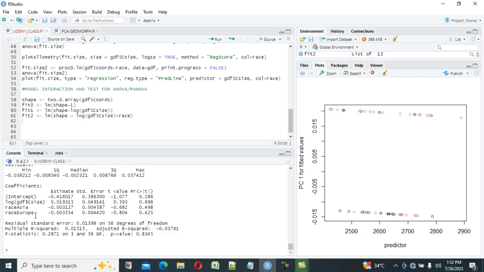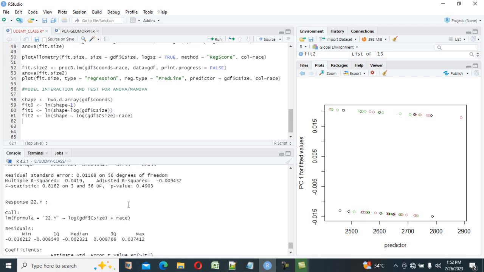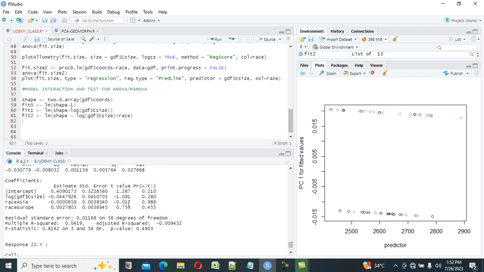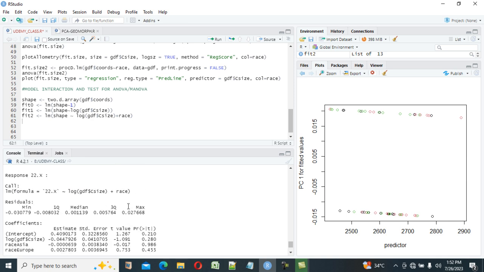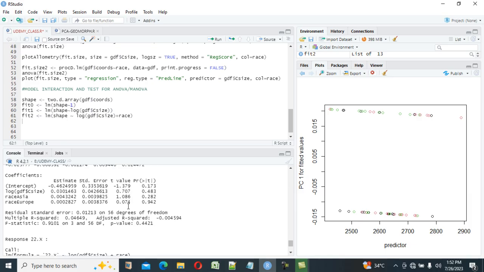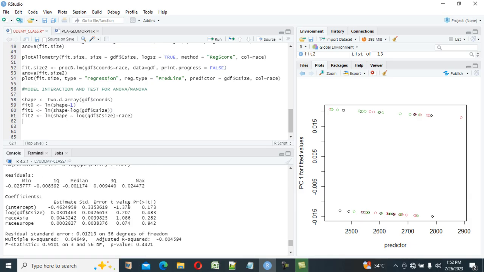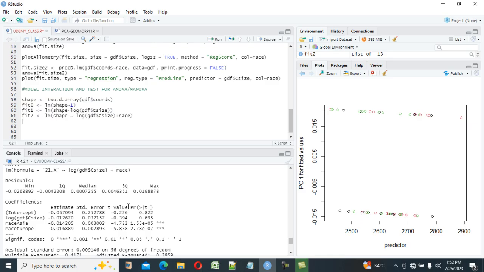This is population now. Race: Asia, Europe, Africa. So we're looking at the race now. What we are having here, for the coefficient and for the intercept. Right. So let's go further and see.